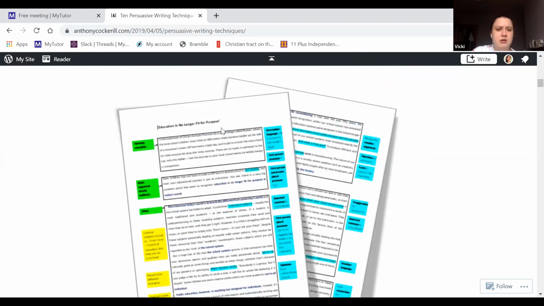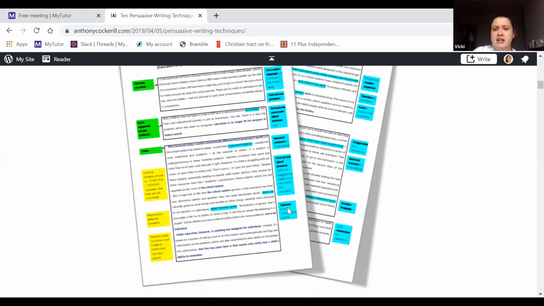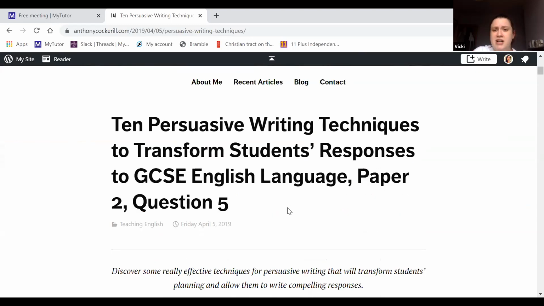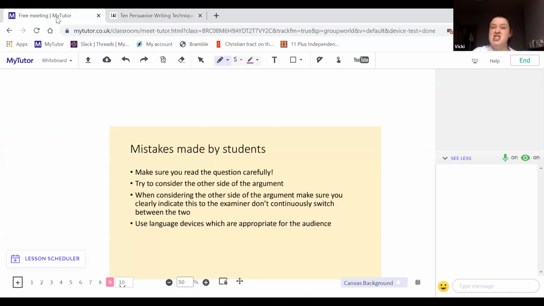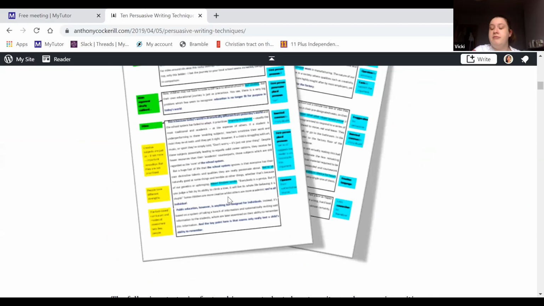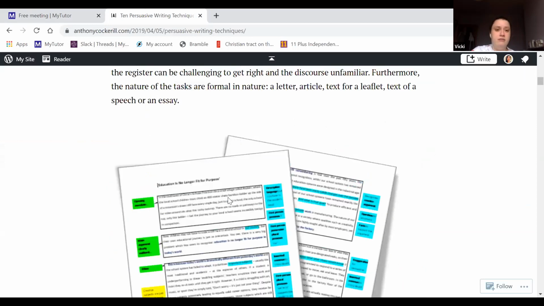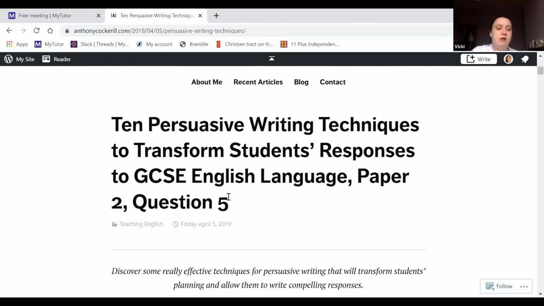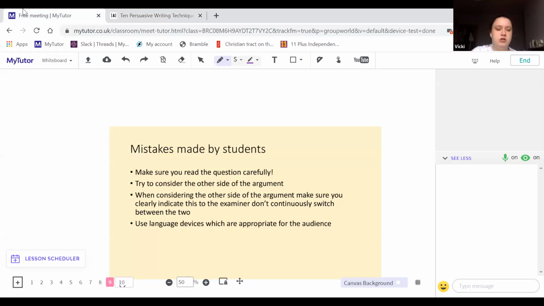There's some, so this is the model here, which is annotated really nicely. So that's a really good blog article. He is a head of department for English. He is a teacher, so he mainly writes ideas for teachers. But there are a few gems in there which I think you guys would find helpful. So his name is Anthony Cockrell. So if you type Anthony Cockrell into Google, then his blog should come up. It's quite an unusual name.